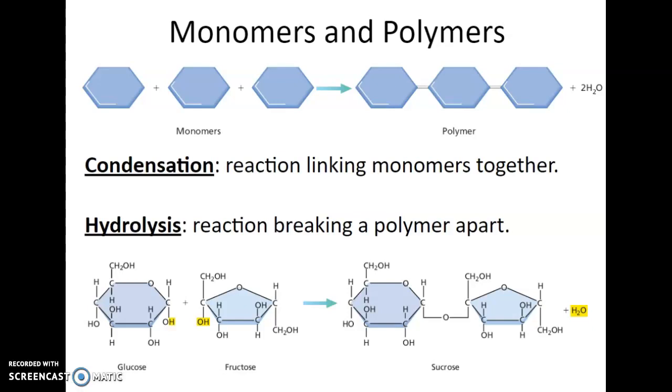This example here is given for carbohydrates, but the same idea of condensation and hydrolysis would apply for any of the macromolecules of life, the large molecules of life, being carbohydrates, proteins, lipids, and nucleic acids. They're all built up by condensation reactions and broken down by hydrolysis reactions.